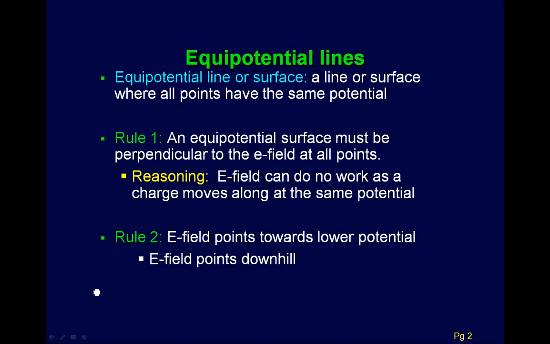The first is the surface must always be perpendicular to the electric field at all points. This is so that the E field can do no work if your charge is moving along at the same potential. Another rule is the electric field points towards lower potential. Rule of thumb there is that electric field points downhill.